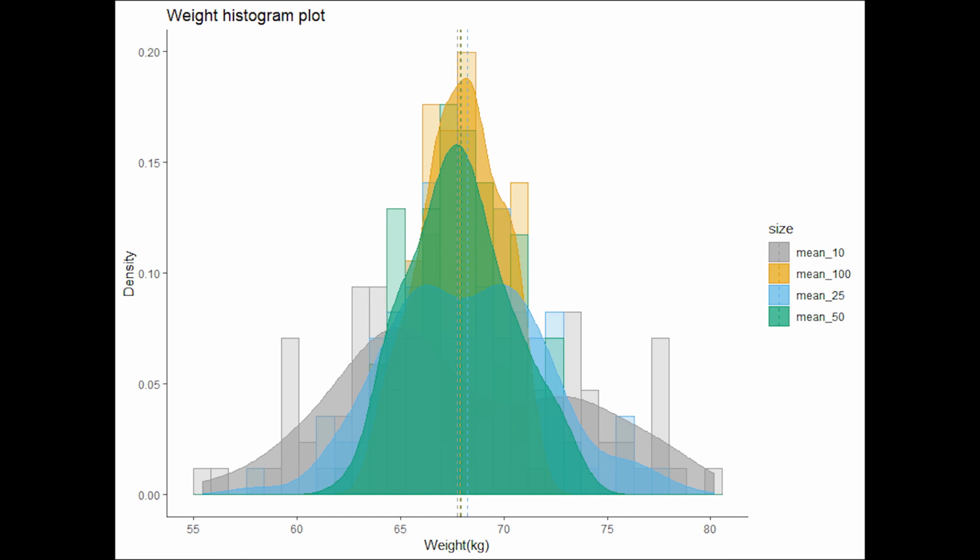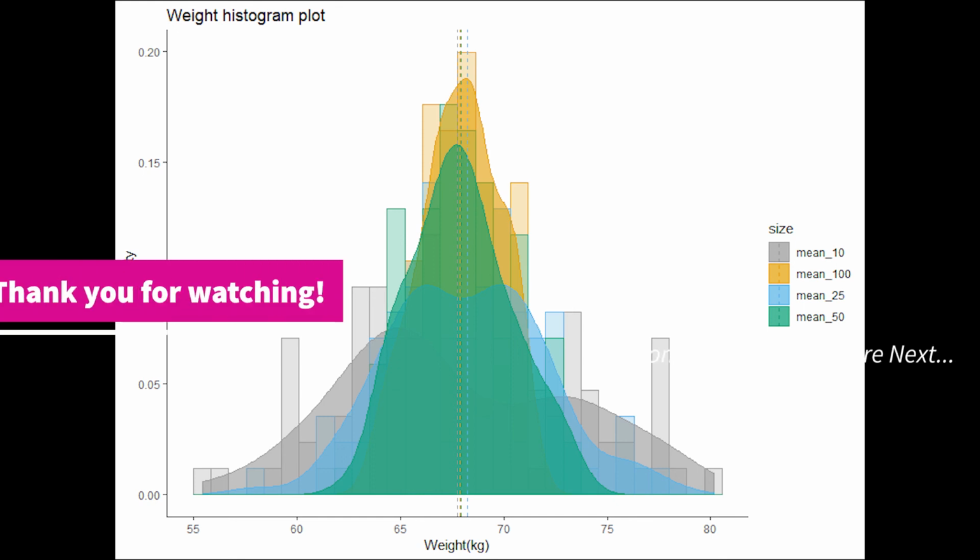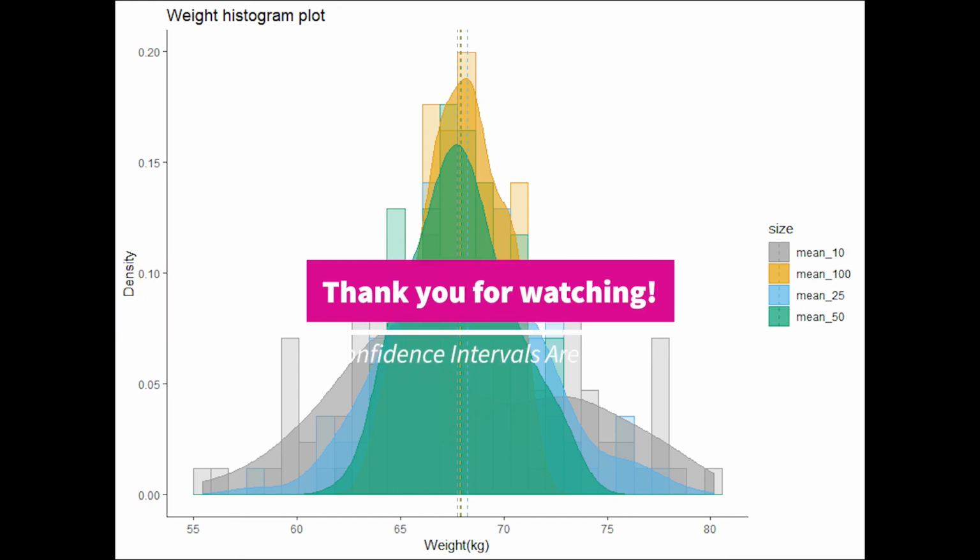Now, you'll notice that as you move towards the larger sample, the yellow one's the tallest and thinnest, and the 50 is the next in line, you get closer and closer to what we believe the population mean to be. It turns out that the population mean here is 67.9065. And I'd say it got pretty close.